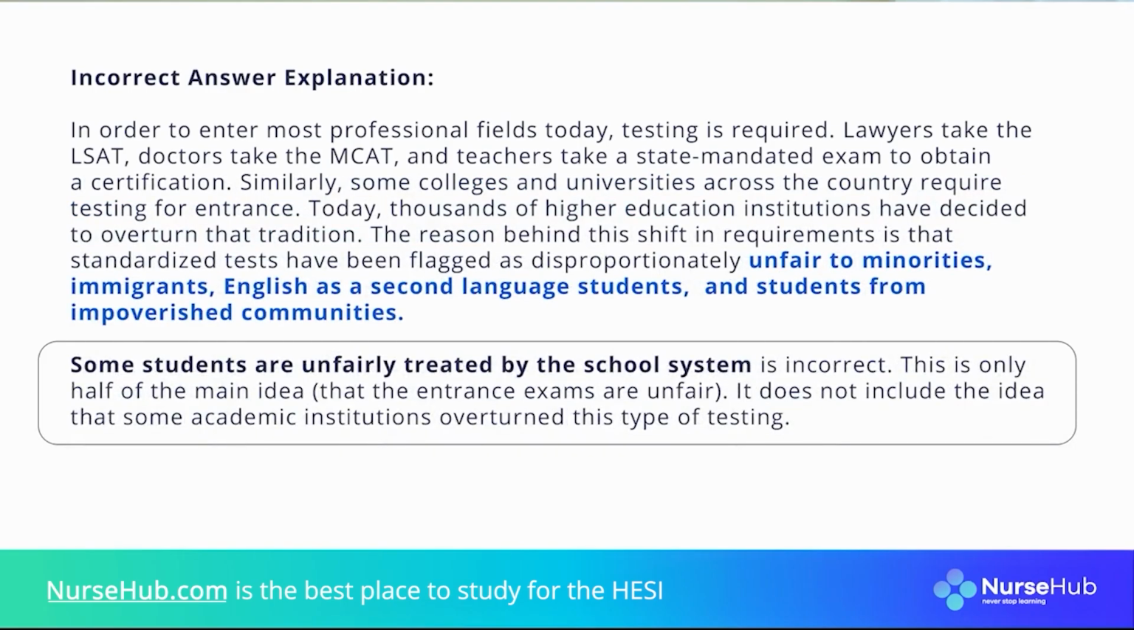All right, here is our last incorrect answer explanation. Some students are unfairly treated by the school system. So this is only half of the main idea about how this is unfair. Entrance exams are unfair and can be biased. It does not include the idea that some academic institutions overturn this type of testing, which is important for our main idea and would be important to add to this main idea answer choice.